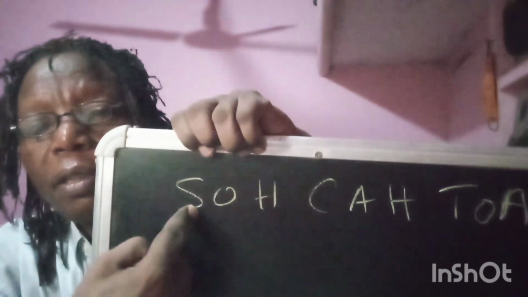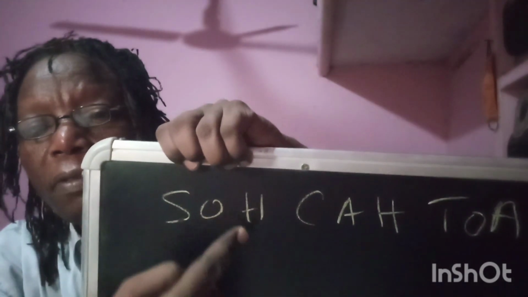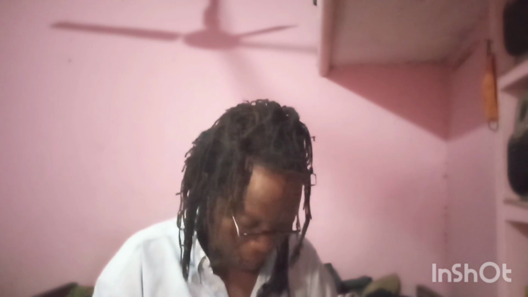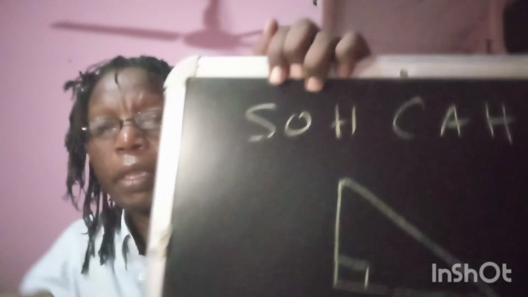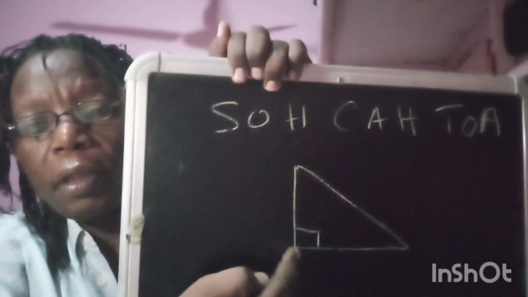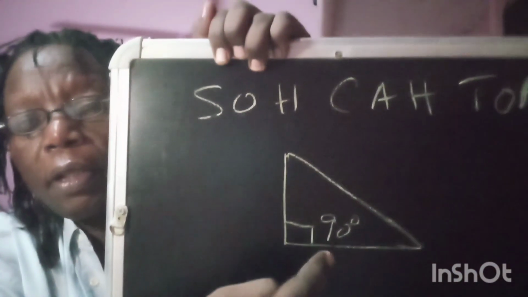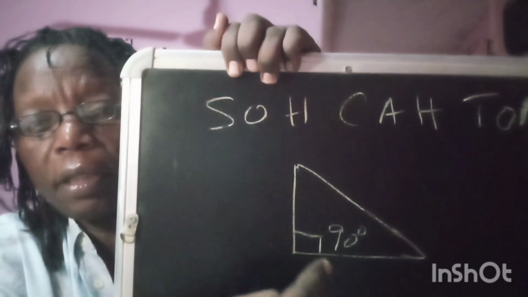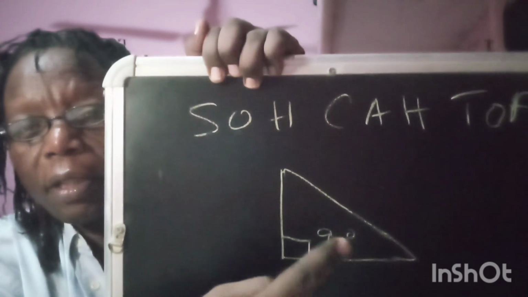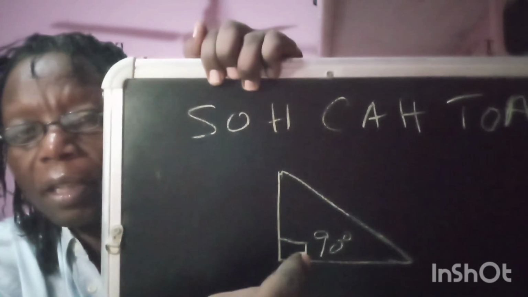Now here, SOH stands for sine is opposite over hypotenuse. Now let me draw a right angle triangle to illustrate this point. Okay, this is a right angle triangle. This is 90 degrees. Maybe it's better for me to show you the degrees. This angle is theta, and this is 90 degrees. Here it looks inverted, but from there I know you are seeing it as 90.